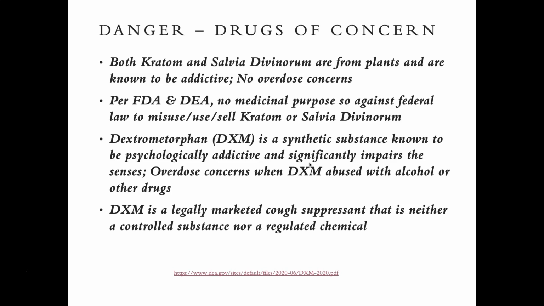Now let's talk about DXM, dextromethorphan. It's a synthetic substance known to be psychologically addictive. Notice that it's not physiologically addictive, it's just psychologically addictive. And it significantly impairs the senses. There are significant overdose concerns when DXM is abused with alcohol or other drugs like fentanyl or Xanax or things like that. So that's where DXM becomes a concern. It is a legally marketed cough suppressant that's not a controlled substance or a regulated chemical or anything like that. So it's legal, and used appropriately, it's a good cough suppressant. However, if it's overused or used inappropriately, used with alcohol or other significant drugs, that's when it can become very serious. So that's why it's a drug of concern.